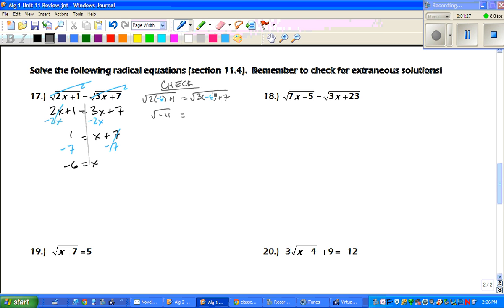And over here you're doing the same thing. This we're going to do in our head. 3 times negative 6 is negative 18, plus 7 is negative 11. While that is a true statement, this is an extraneous answer, so we cannot have a negative underneath the radical. Okay, so the answer for this is no real solution.